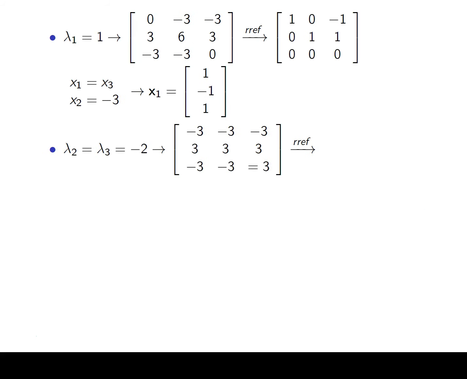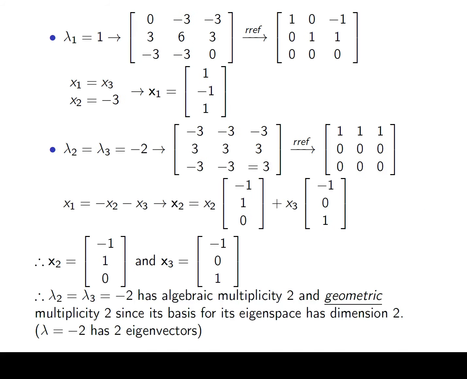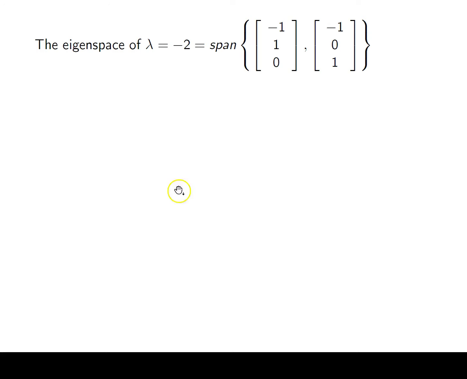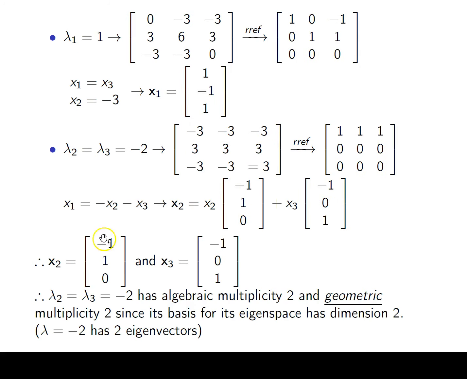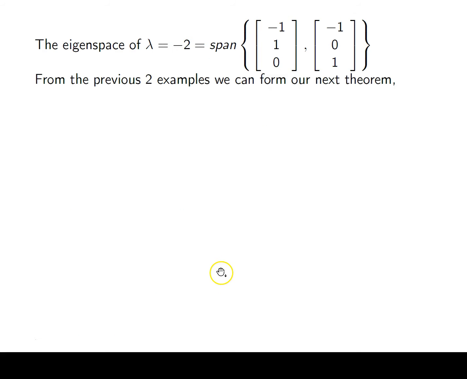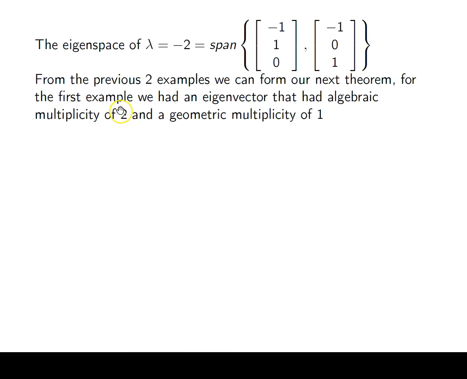Okay, so we're going to use that to talk about our next theorem, right? Again, the eigenspace of lambda equals negative 2 is the span of those two vectors that we got here, that x2 and x3 vector. From the previous two examples, we can form our next theorem. For the first example, just to recap, we had an eigenvalue that had algebraic multiplicity of 2 and a geometric multiplicity of 1, right?